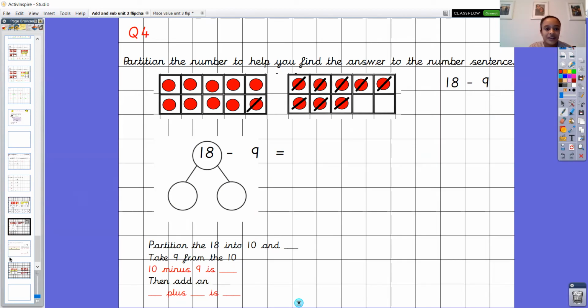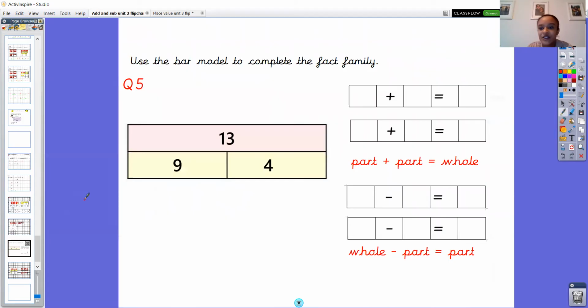Well done, Year 1. Question 5, you're using a bar model to complete the fact family, so you can see the 2 parts and the whole, and you've got the generalizations to help you. Part of part equals whole take away part equals part. Okay, can you have a go at doing that one now? Pause the video.